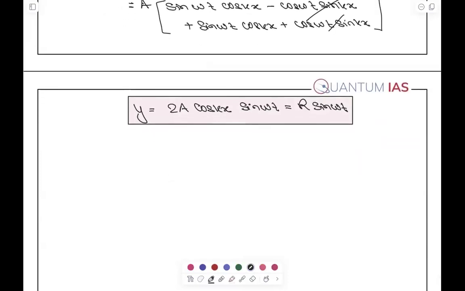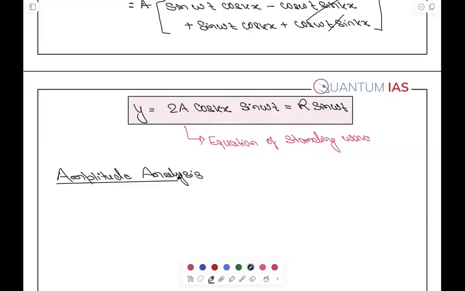So this is what we call the equation of standing wave. This is my equation of standing wave. There can be other standing waves also, but we will take this one. Okay, now do the amplitude analysis.